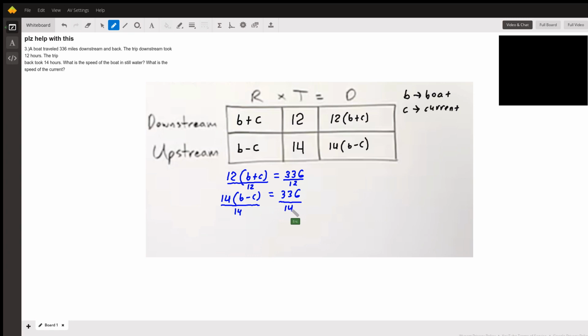It is more work. So in the top equation, we get b plus c equals 336 divided by 12. I'm just going to do that quick. 336 divided by 12 gives me 28. And then we have b minus c equals 336 divided by 14. It should be around 24.